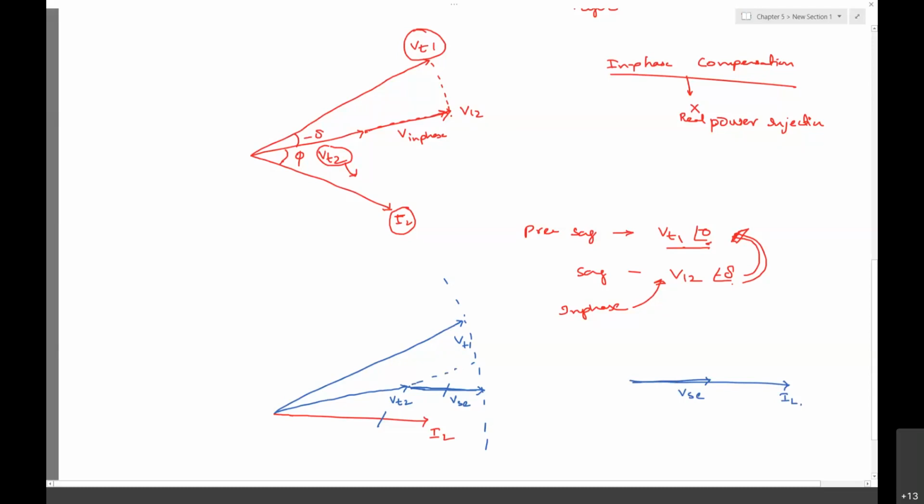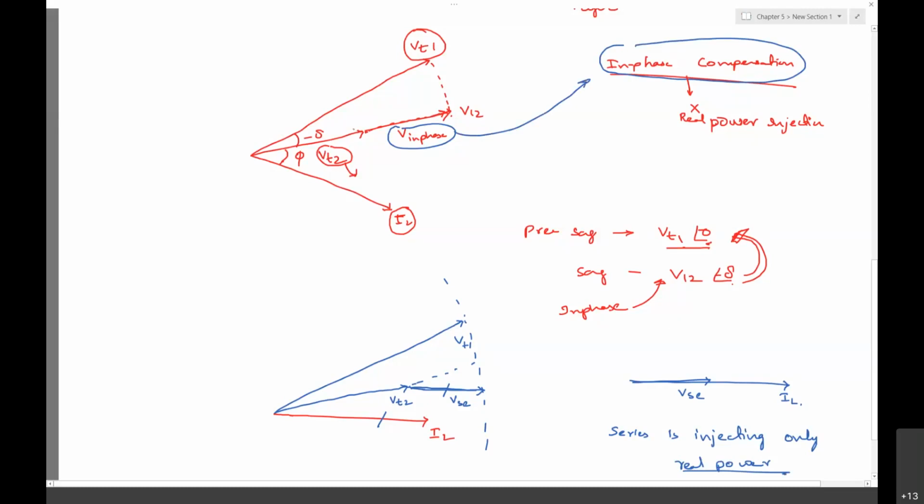Then obviously the series active power filter device is injecting only a real power, only the real power injection. In some of the papers they call it the in-phase compensation also. Whatever I was explaining in this particular concept, they have been calling it the in-phase injection.